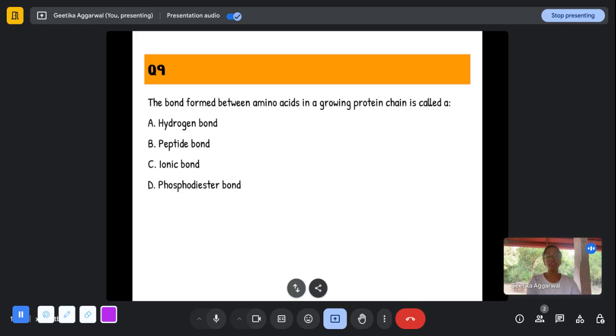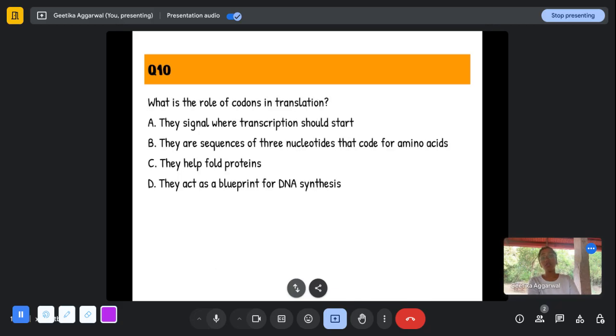So, that was the 10 seconds timer. The answer to this question is actually the peptide bond. As we know, the amino acids come together and form a polypeptide chain. So, from there, you can guess the answer that it's a peptide bond mostly.